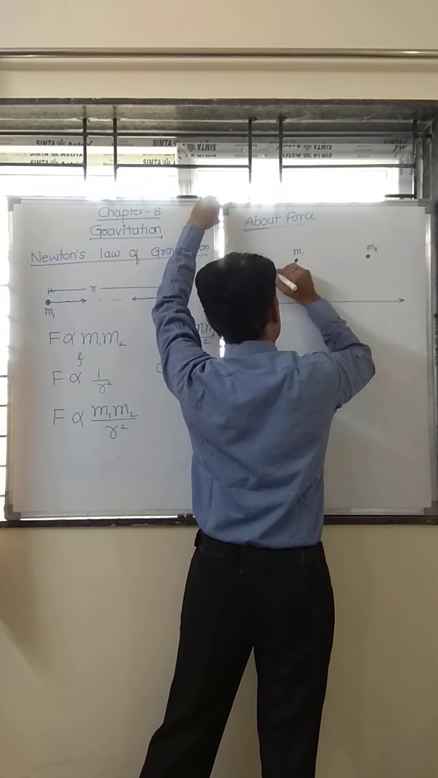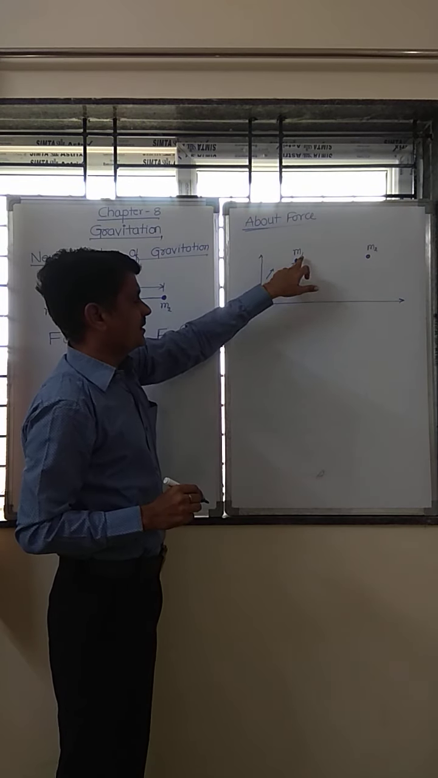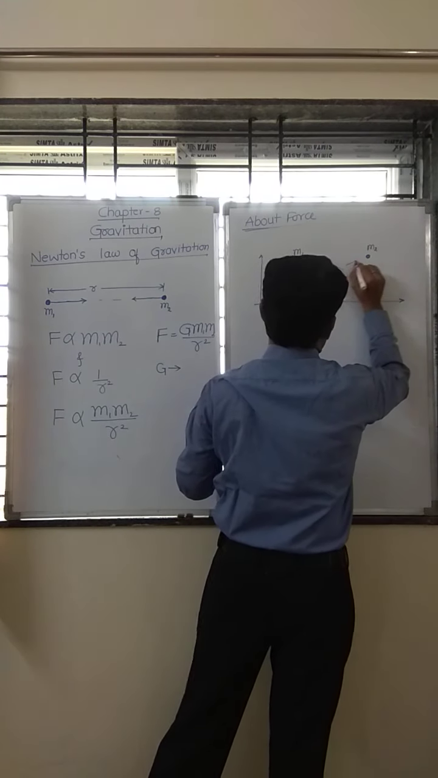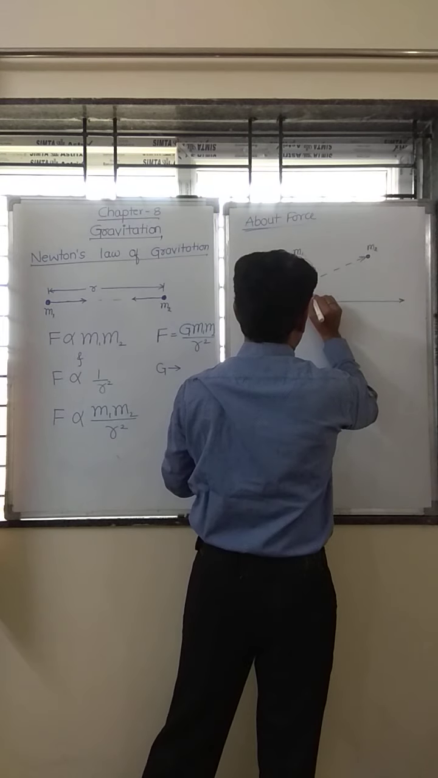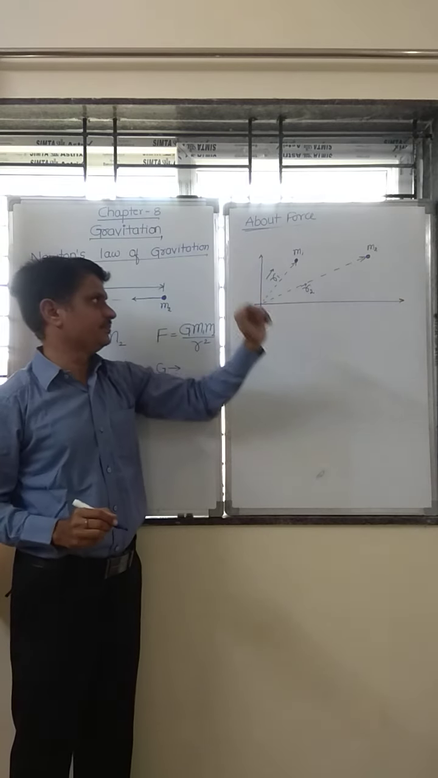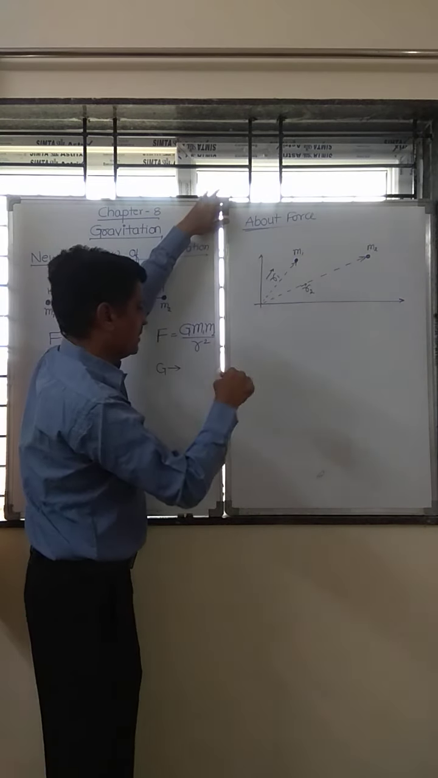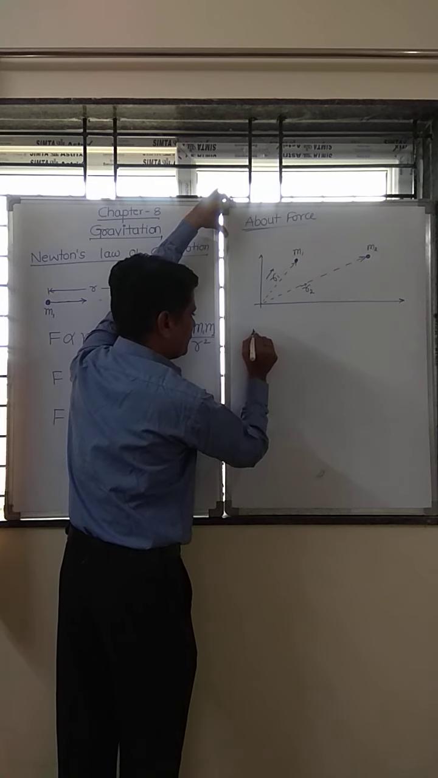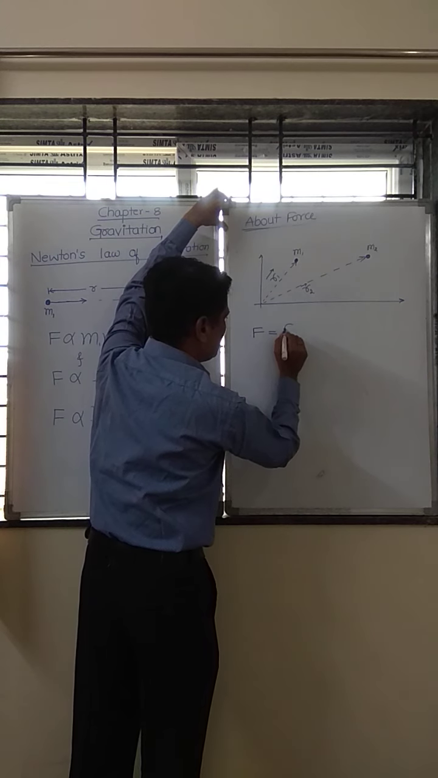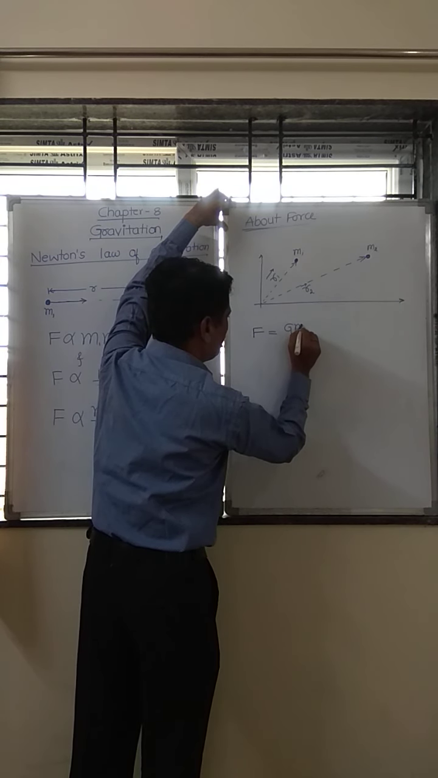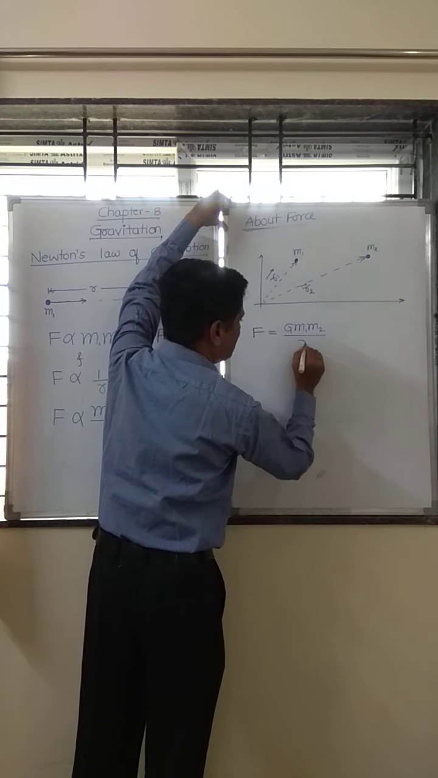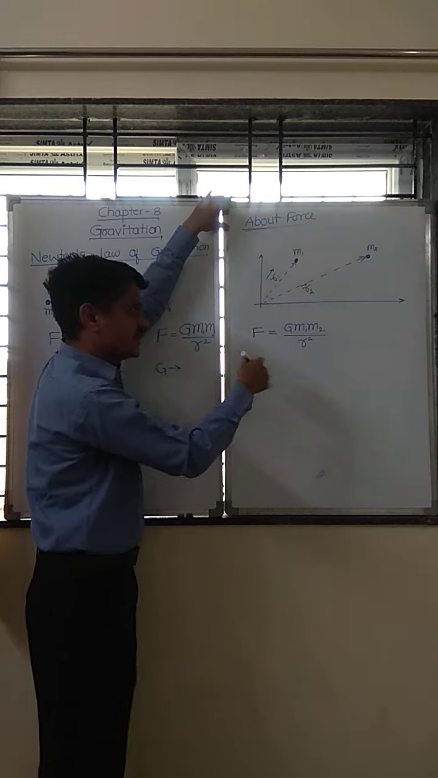Let R1 be the position vector of m1 from the origin, and R2 the position vector of m2. Once again, come to the basic force. Just now we have written F is equal to capital G m1 m2 divided by the distance square. What is this distance? I'll take it later.